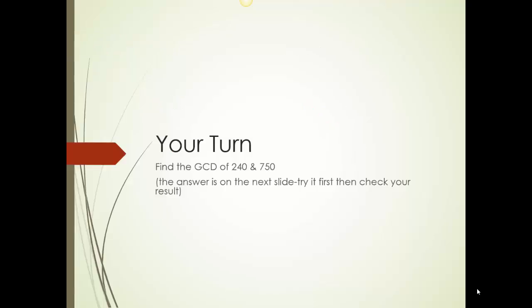All right, so why don't we have you try one? This time let's look at the GCD of 240 and 750. Go ahead and pause the video and try doing the prime factorization and look for the common factors to get the GCD, and then after you find it, come back and push play again and see how you did.